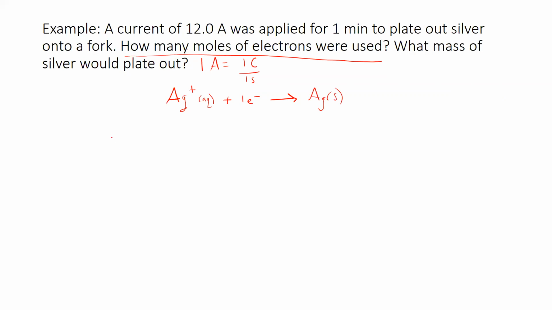And so it'd be really simple. You know that 1 minute is 60 seconds, right? And so if you have 12.0 amps times 60 seconds, that gives you 720 coulombs, right? That would be your total charge.